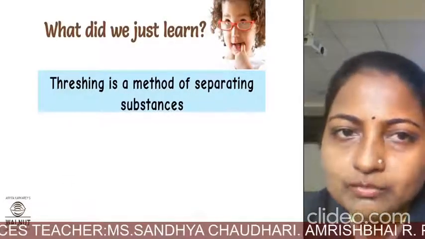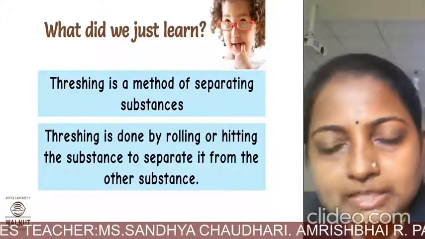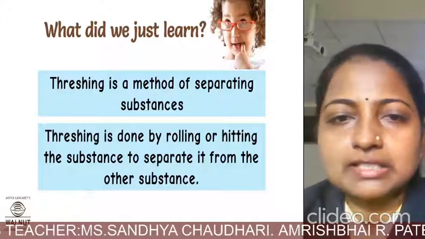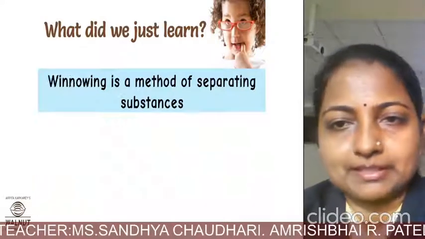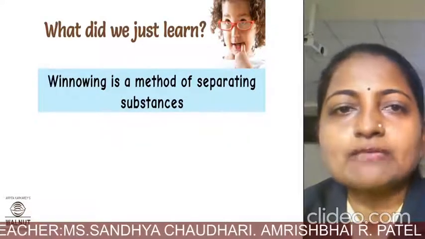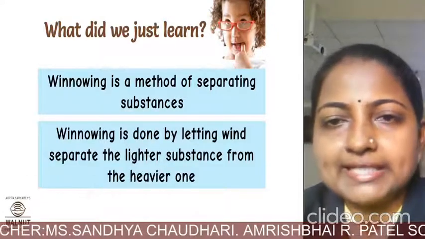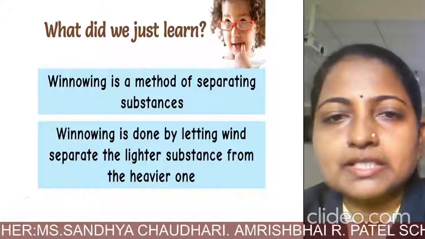So what did we just learn, children? You have to note it down. Threshing is a method of separating substances. Threshing is done by rolling or beating the substance to separate it from the other substance. Winnowing is a method of separating substances. Winnowing is done by letting wind separate the lighter substances from the heavier one.